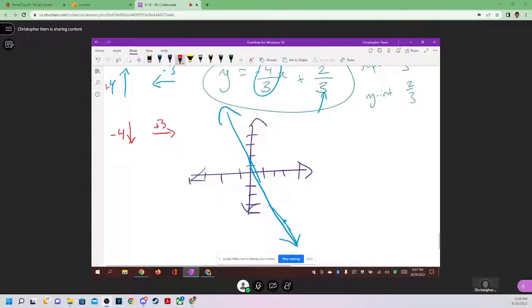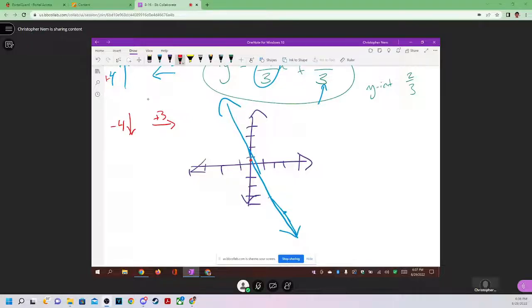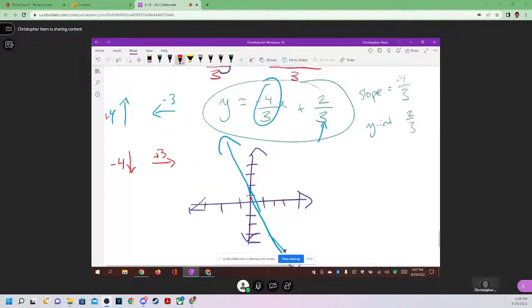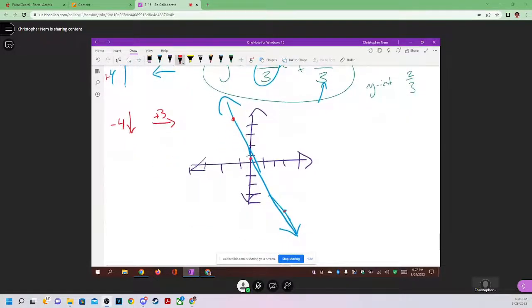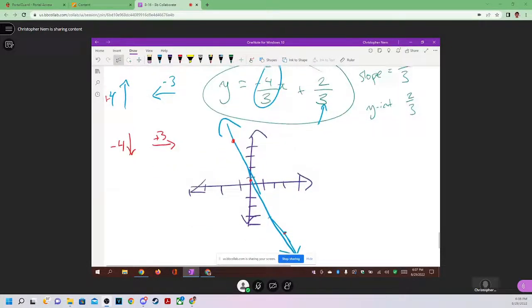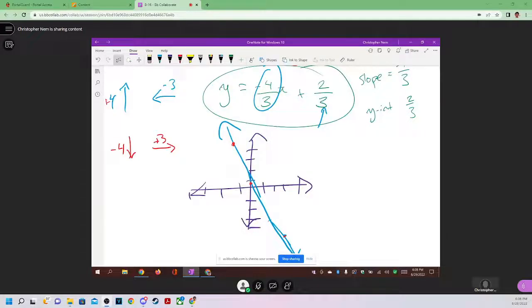And to showcase that, initially I went down 4 and then right 3. But if I went up 4 instead, and then left 3, it's somewhere around here. My graph isn't the best, but it does work out. So you have a choice, as long as one of the directions is negative.